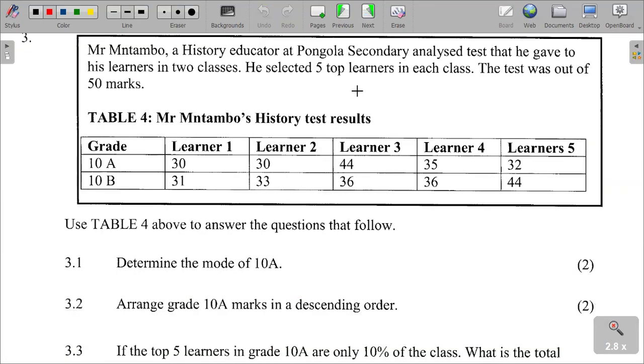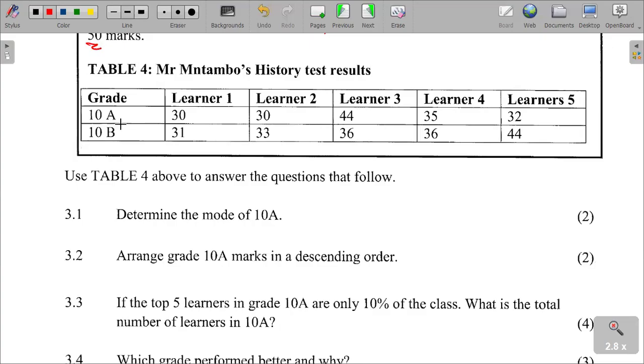Mr. Mthombo, a history teacher and educator at Pongola Secondary, analyzed the test that he gave to his learners in 2 classes. He selected 5 top learners in each class. The test was out of 50 marks, and the table shows the history test results: learner 1, learner 2, and so on, with 5 learners in each class.